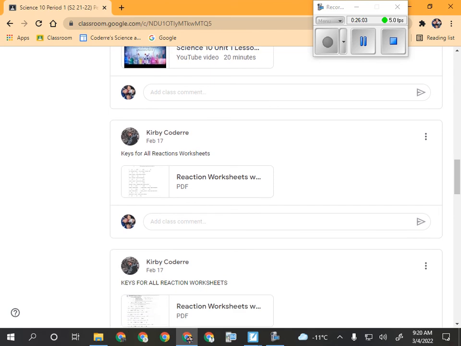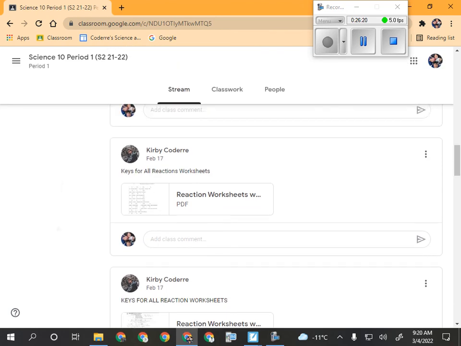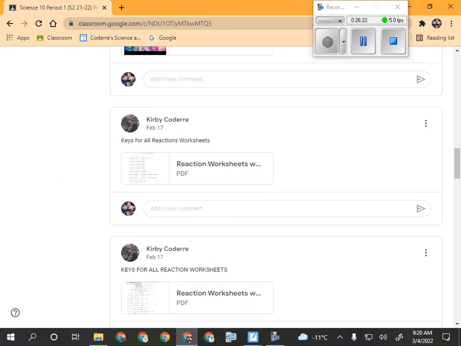There it is, February 17th. So right before the break, February 17th, keys for all reaction worksheets. It's a PDF file, that's where you can find it if you're looking to practice a little bit at home. And the naming keys, remember they're way further back in there. I don't know why that's in there twice, but it's in there twice. I think this is the typed version, so use that one. This is my chicken scratch.